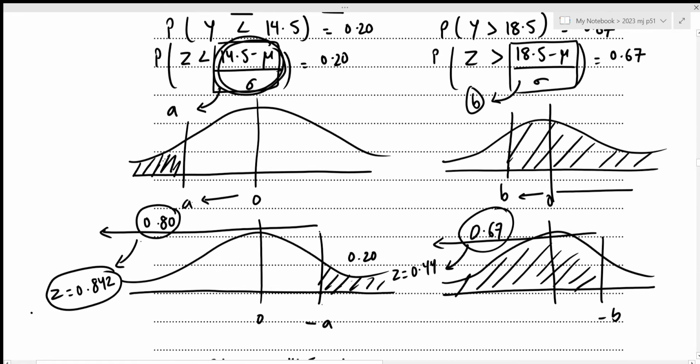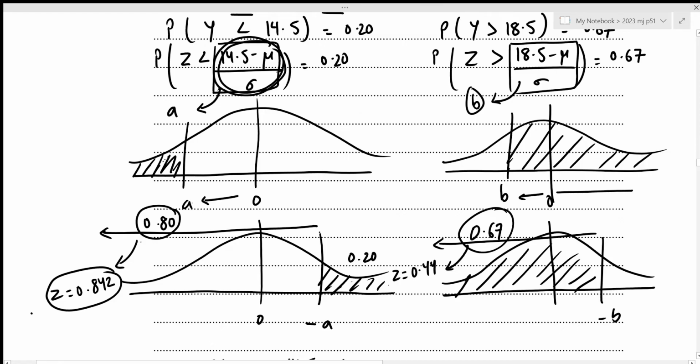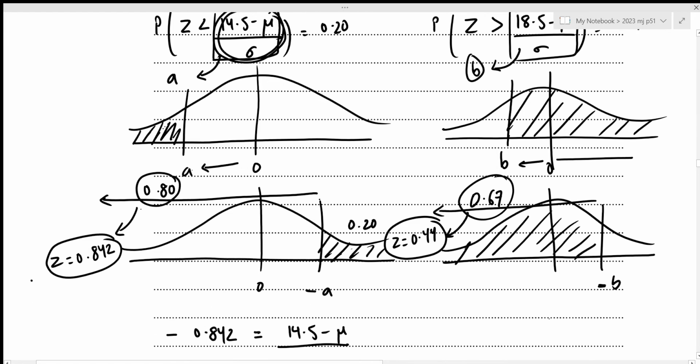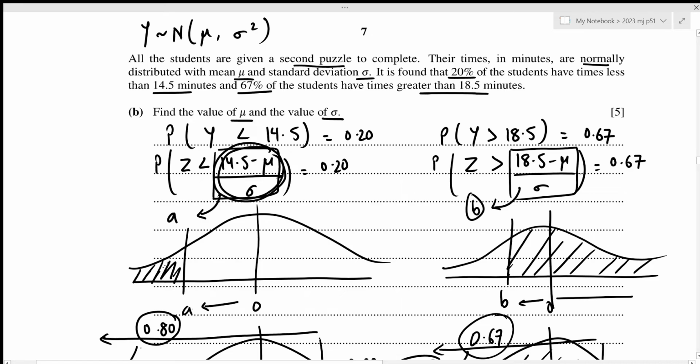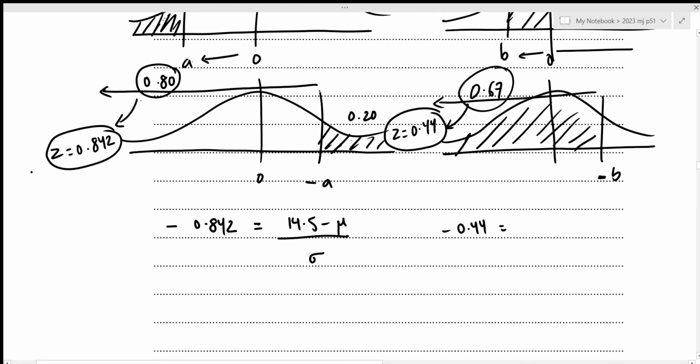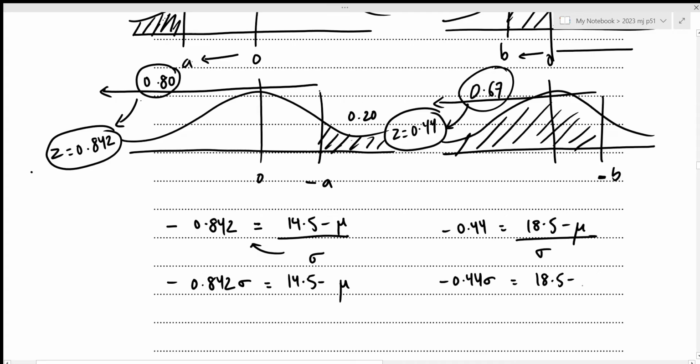We repeat the same process on the other side as well. And in this case as well, Z equals 0.44 is the value for B, but we're looking for negative B in this case. So again, that's going to be minus 0.44, and this will be equal to this one because we assumed so. That's (18.5 minus mu) by sigma. Now, in this case, we have two different variables that we need to figure out, and we have two different equations. So we can easily do so. Let's bring the sigma to the other side. Minus 0.842 sigma will be equal to 14.5 minus mu. Then minus 0.44 sigma will be equal to 18.5 minus mu.